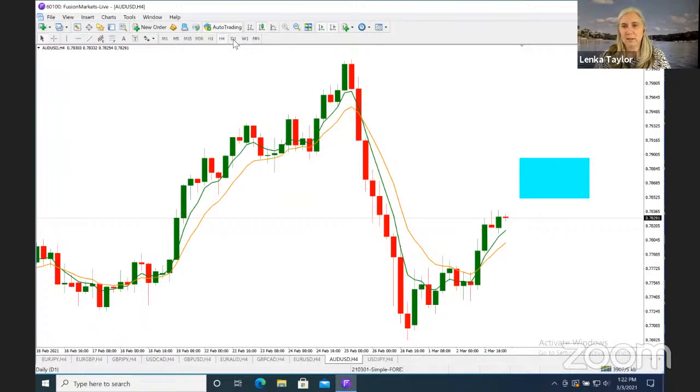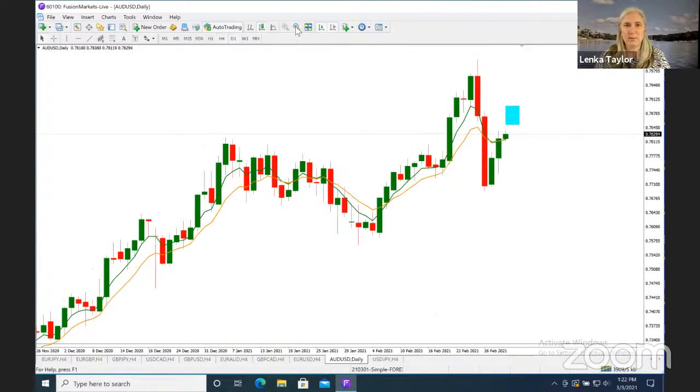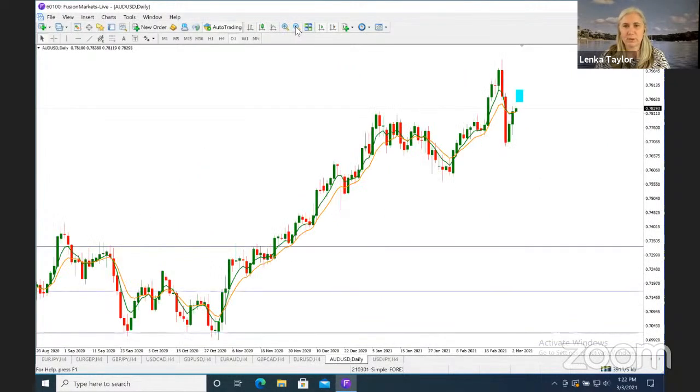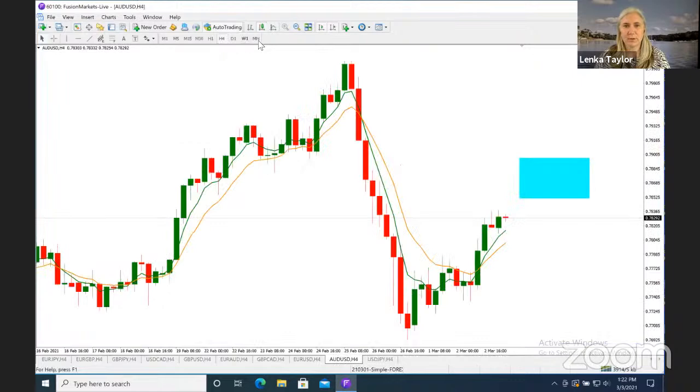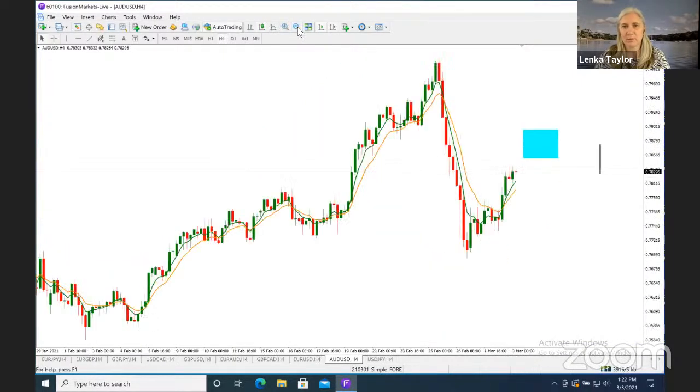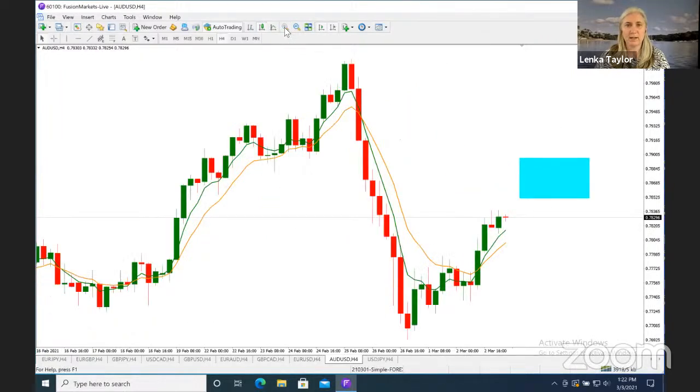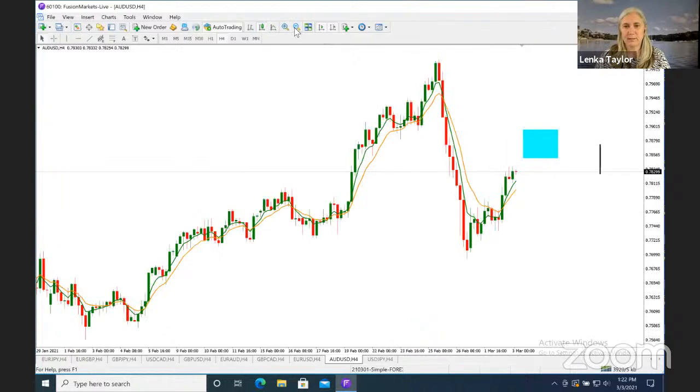Aussie USD, at the moment, I'm not really interested in entering this one. Not clear on the direction at the moment. So I'm just leaving that open until I see some stronger price action there. So that one I'm leaving.